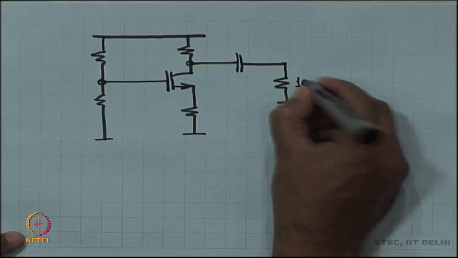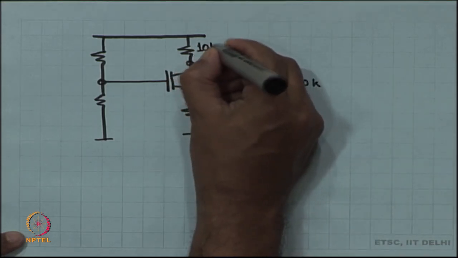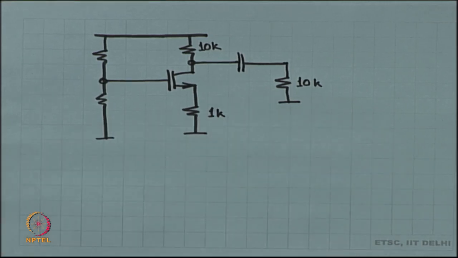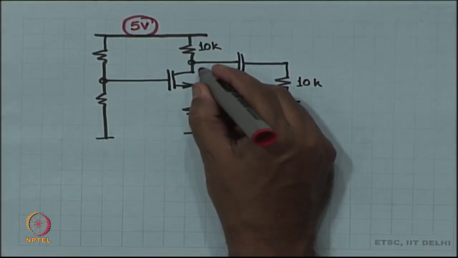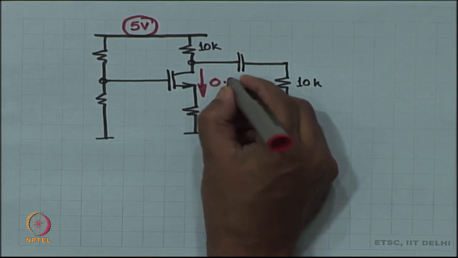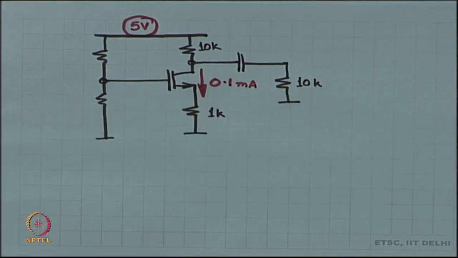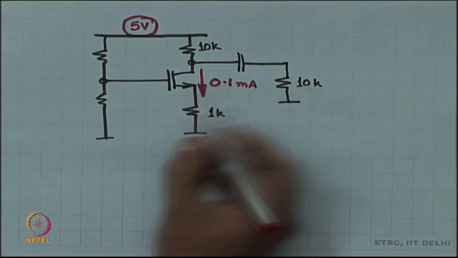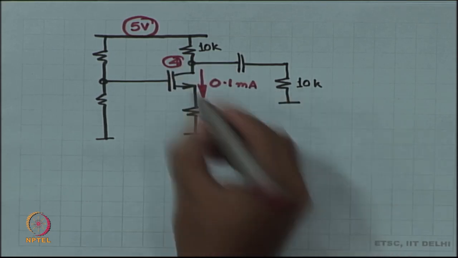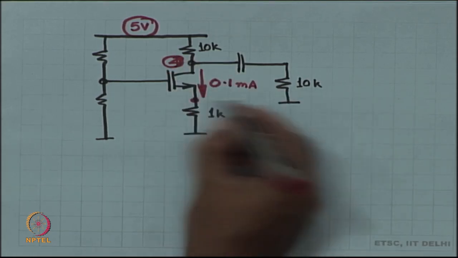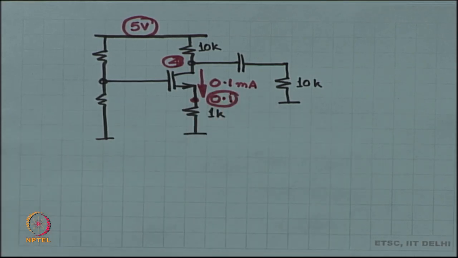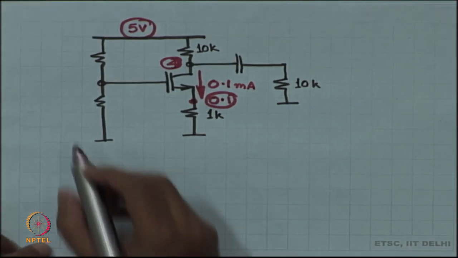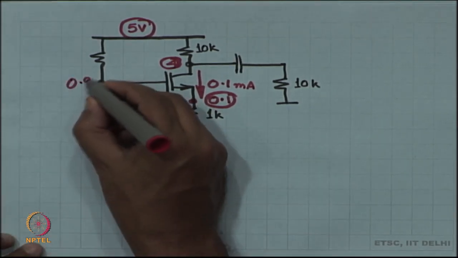So, we had chosen 10K over here, 10K over here, 1K over here, and as far as I remember this was 5 volts. This current we had chosen was 0.1 milliamperes, and the voltage over here was 4, the voltage over here was 0.1, and the voltage at the gate was 0.8.